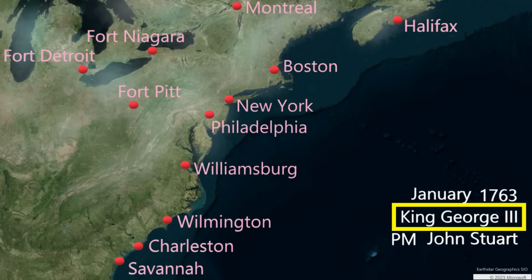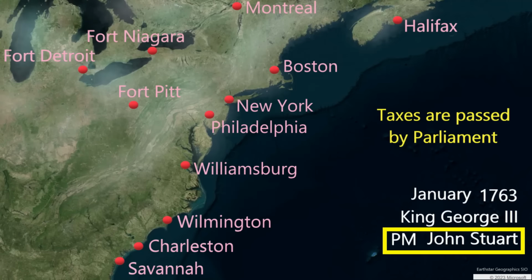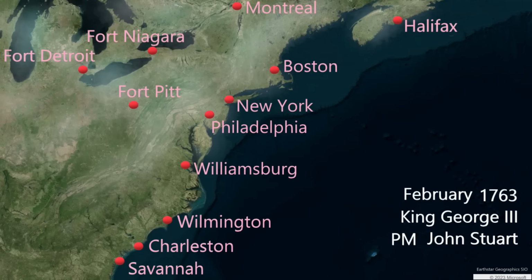It's January 1763, the date shown on the bottom right. The monarch is King George III, shown below the date. The Prime Minister, abbreviated here as PM, in January 1763 is John Stuart. The Prime Minister in this final stage of British colonial America is critical. While George is the king, it's actually through Parliament that taxes will be passed, so the Prime Minister and Parliament is of central importance.